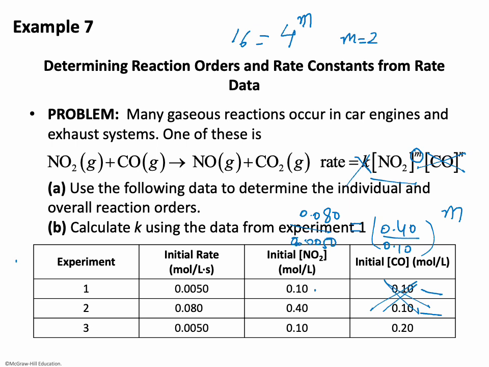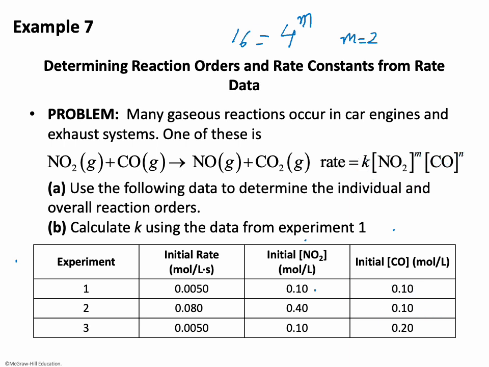That's it. If you plug this in, you will find 4 to the power of m. If you plug this into your calculator, you will find it as 16. So 4 to the power of m equals 16 means m is 2, and that's it. Okay, now let's do the next part. We have figured out m.